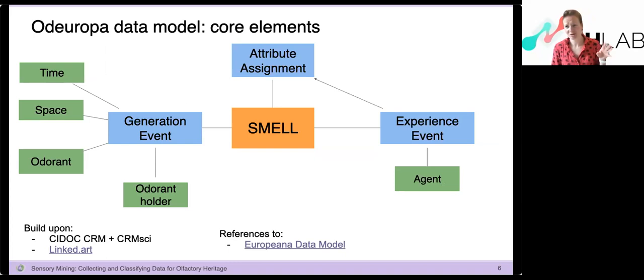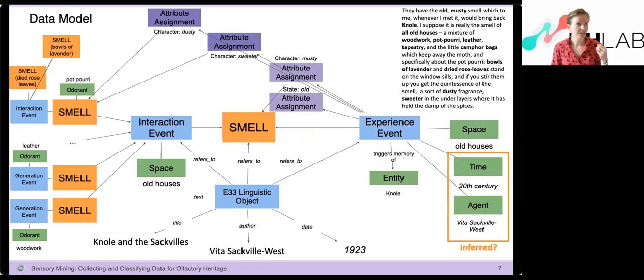So this doesn't look too complicated, but when you start linking it to sources, it becomes a little bit more complicated. And there we also use standard modeling from CIDOC-CRM, Linked Art, and provenance. Provenance is very, very important. So we're not just making it up ourselves as we go along. In a later step, we're going to figure out how we can actually visualize this and make people deal with this.